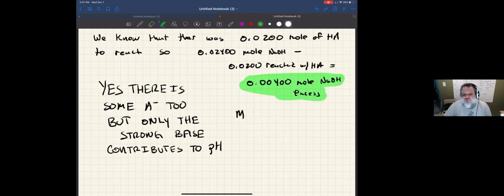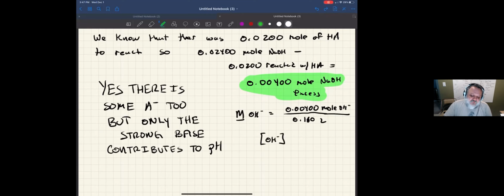So in order to figure out the pH, we just need to figure out the concentration of OH. And so we know that we had 0.0400 moles of the OH minus, and it's in 0.160 liters, right? Because we started with 100 and we added 60 milliliters. So now we have 160 milliliters. So the concentration is 0.025 molar in hydroxide.